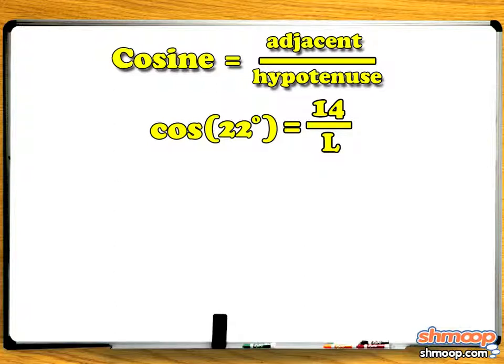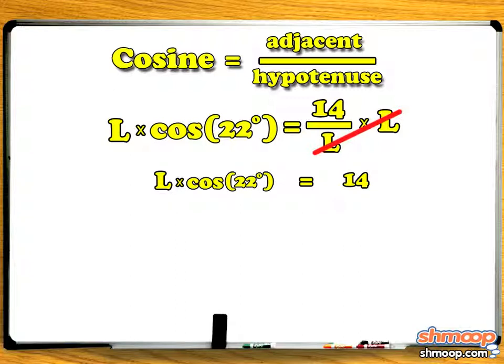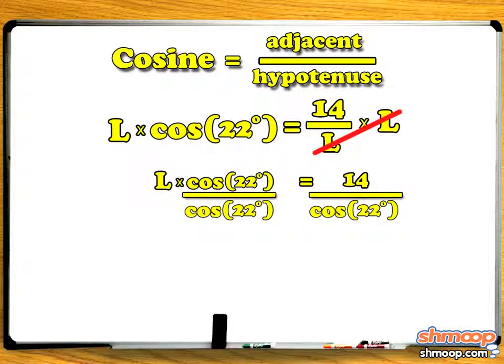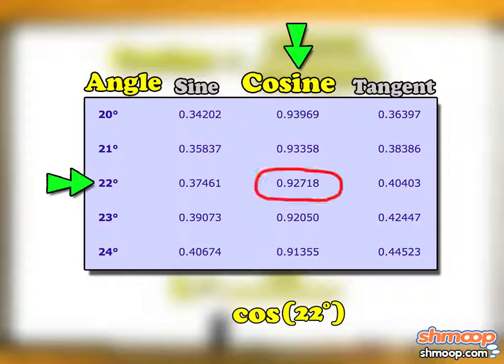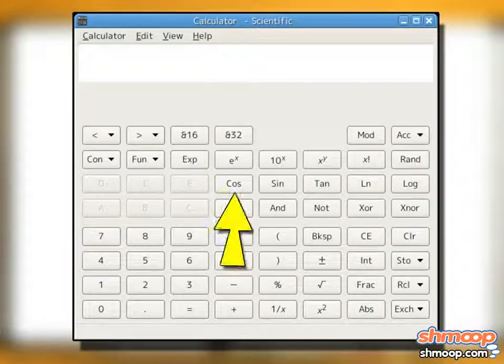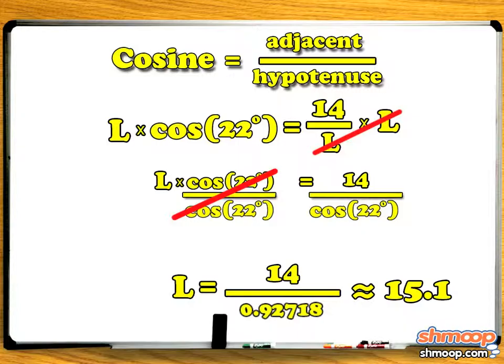To isolate L, we can multiply both sides by L to get it out of the denominator. Here we go. Then we divide both sides of the equation by cosine 22 degrees. To find that L equals 14 over cosine 22, we can look up the cosine of 22 degrees in a handy-dandy table like this. Or if you have a calculator with a cosine function, just hit the cosine button followed by 22, and then enter to get approximately 15.1 feet.